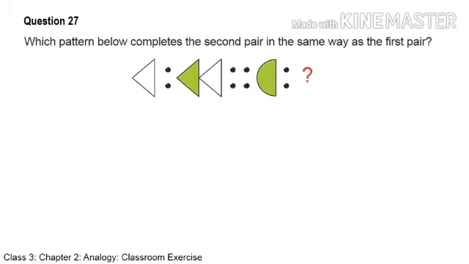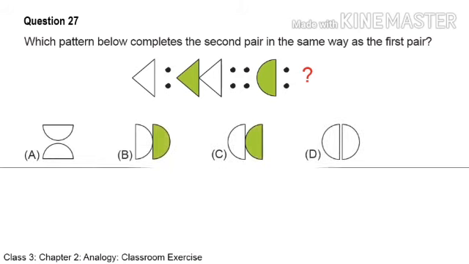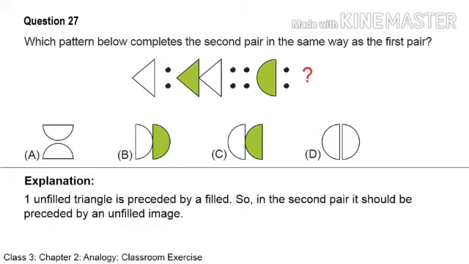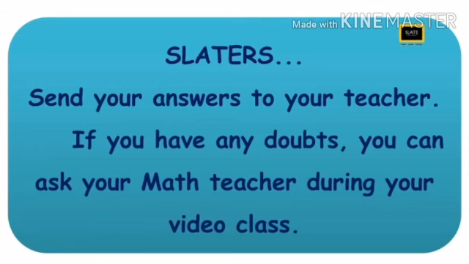Let's find out the missing pair for this last example. Which pattern below completes the second pair in the same way as the first pair? We have option A, B, C, and D. Look at all the options carefully. Did you find the missing pair? Yes. We observe that one unfilled triangle is preceded by a filled one. So, in the second pair, it should be preceded by an unfilled image. According to the pattern, option C matches the pattern perfectly. Hence, the correct answer is option C.